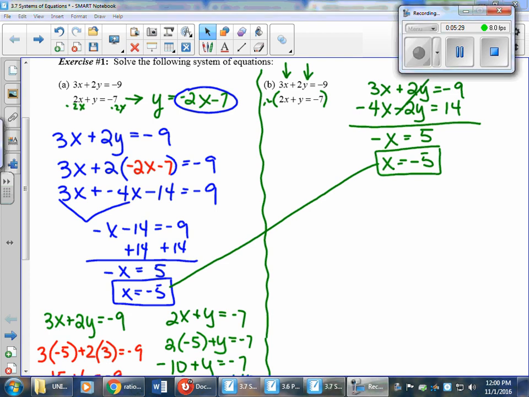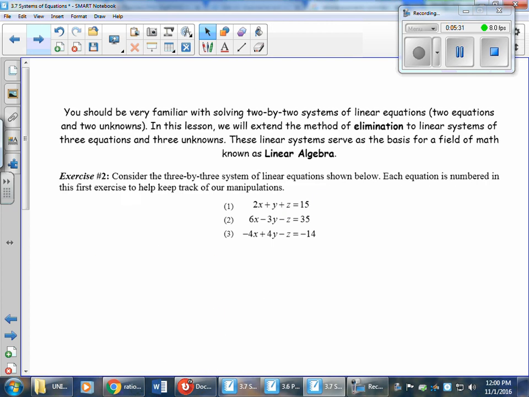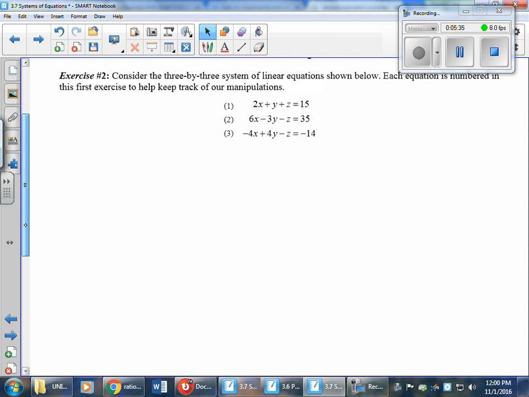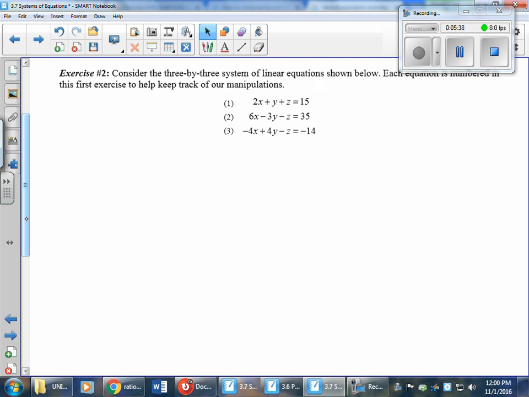Okay, so let's move on to exercise 2. I'm going to slide this up. Like I said, this is called 3 equations with 3 unknowns. So we're going to consider this 3 by 3 system of linear equations shown below. Now, if you notice, I numbered them 1, 2, and 3. I think sometimes that's helpful. The only thing is, when I number them on my papers, I put a circle around them because I sometimes start getting them confused with multiplication with those parentheses. So I just think it's easier to do it that way.